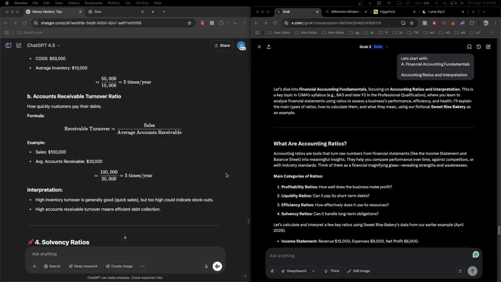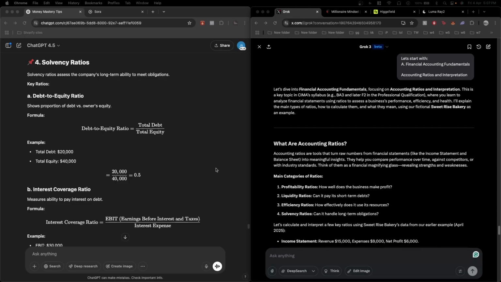And here's our interpretation, right? Higher inventory turnover is generally good, which results in quick sales, but too high could indicate stockouts. High accounts receivable turnover means efficient debt collection.